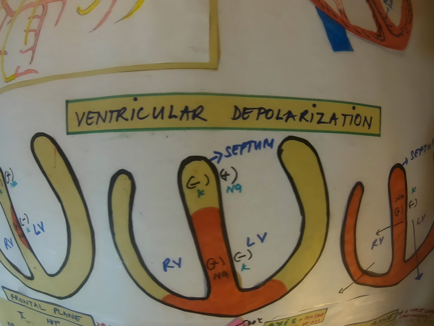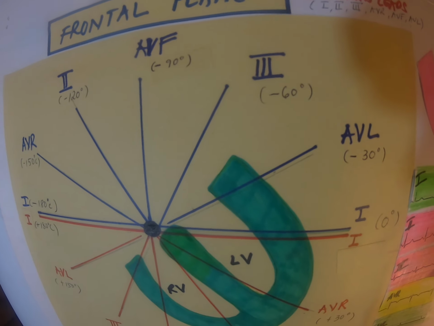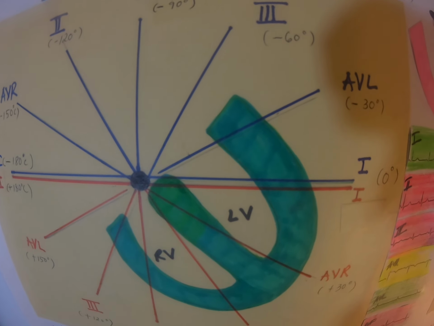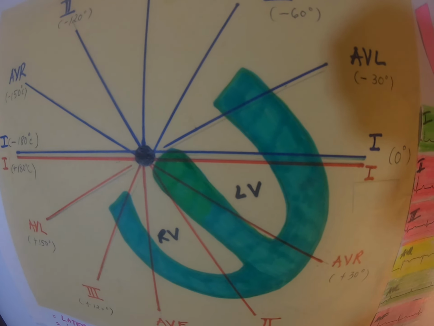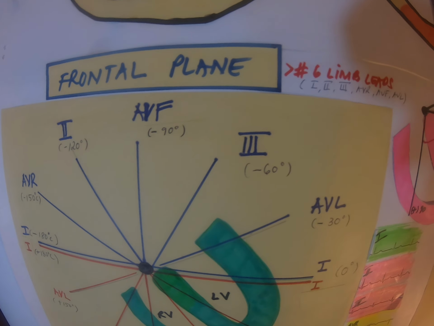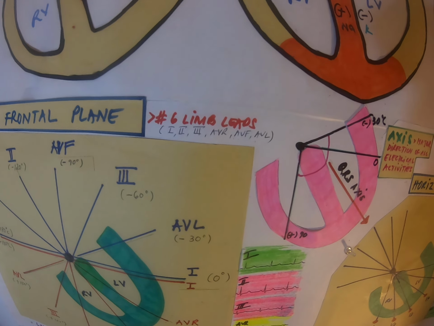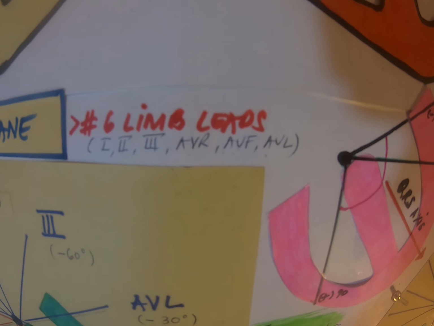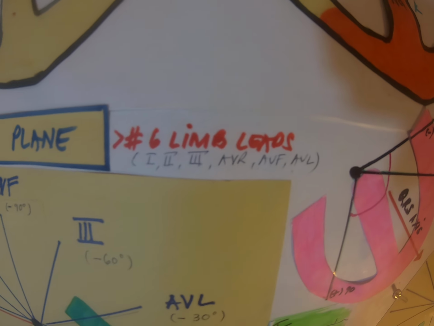Okay? There are two planes of the heart. We got here the frontal, and we have here the horizontal. So the frontal plane, this is it. So it's like cutting the heart front and back. And this is what it looks. We got the right ventricle here and the left ventricle and the septum in the middle. And in the frontal plane, there are 6 limb leads in here. We have the lead 1, 2, 3, AVR, AVL, and AVF.